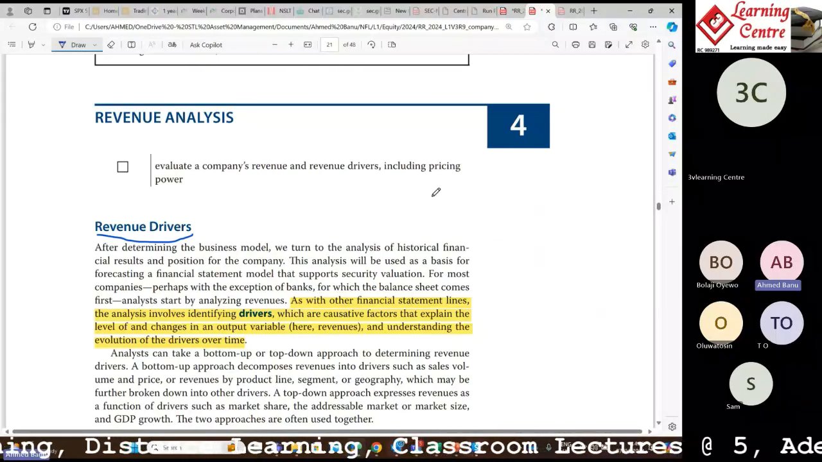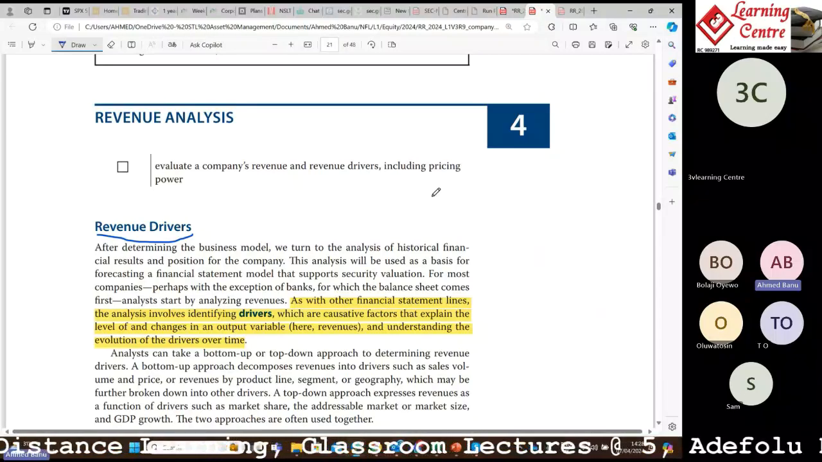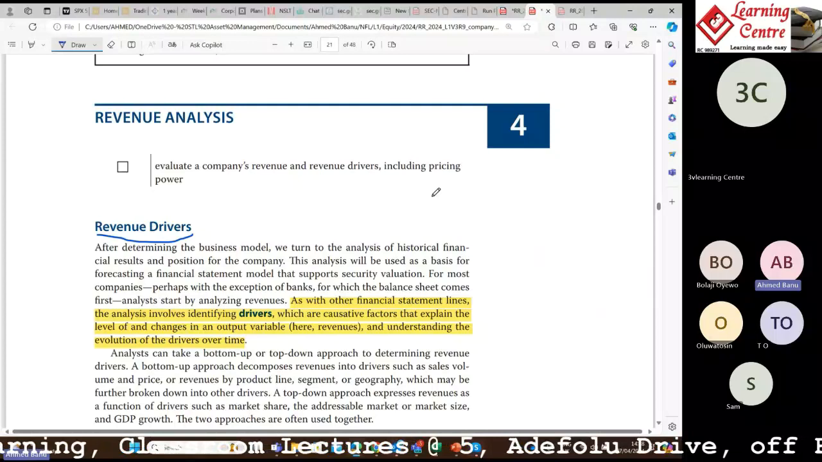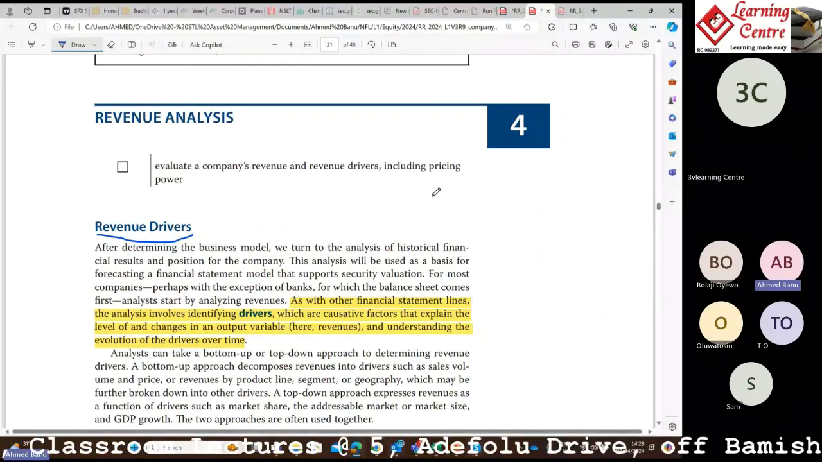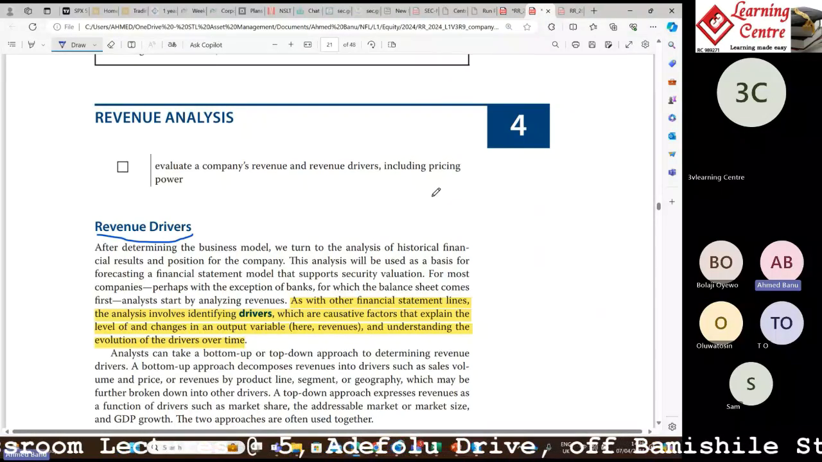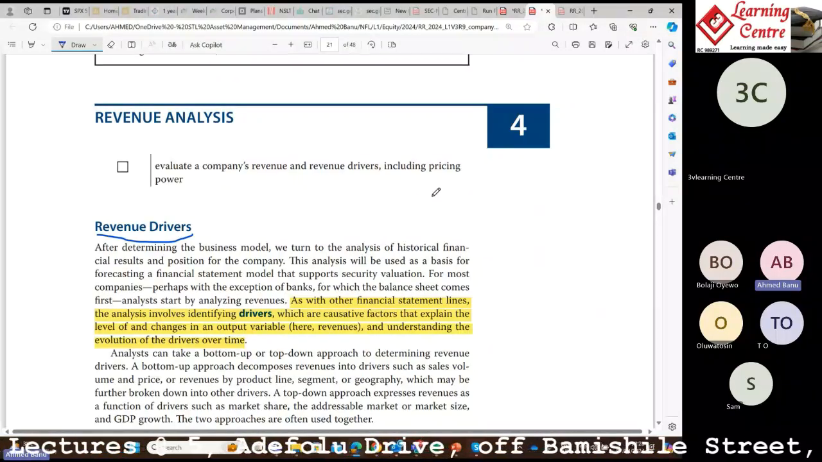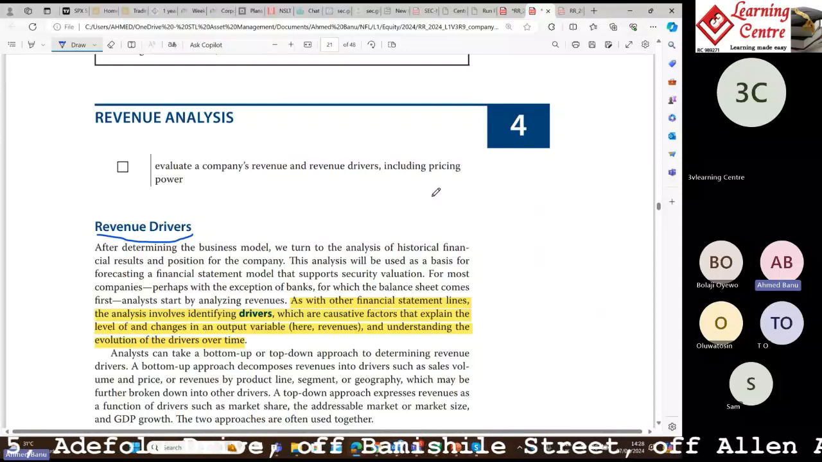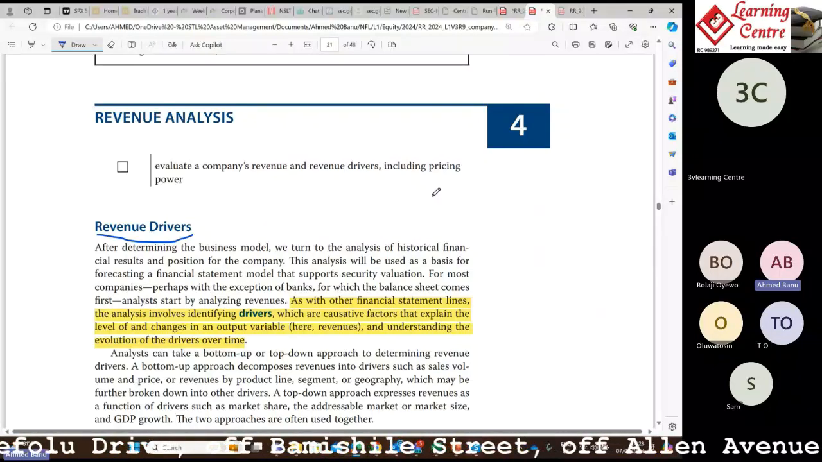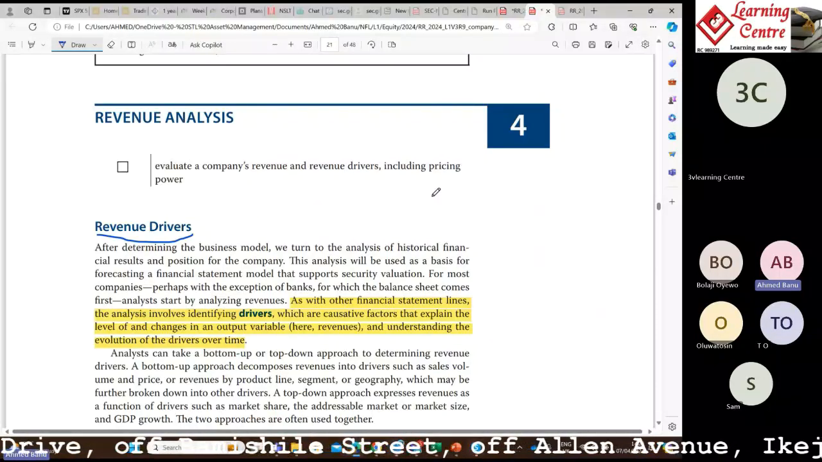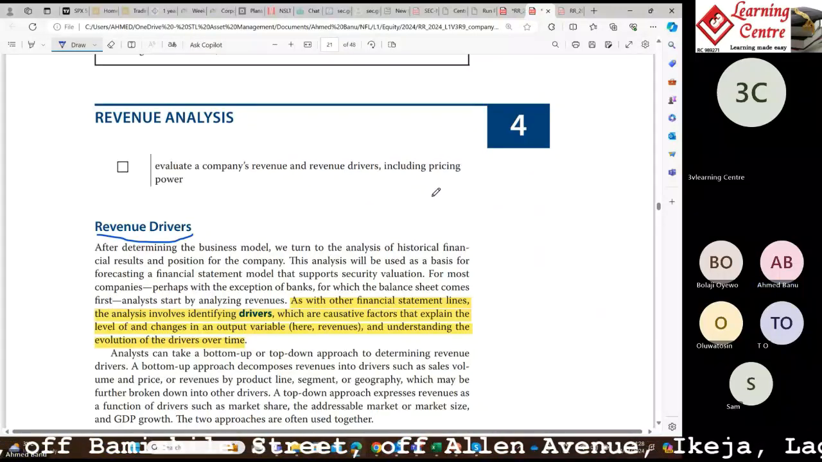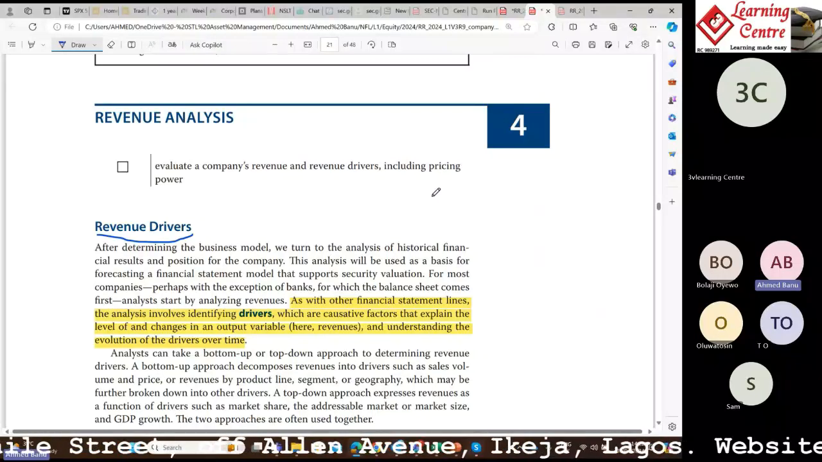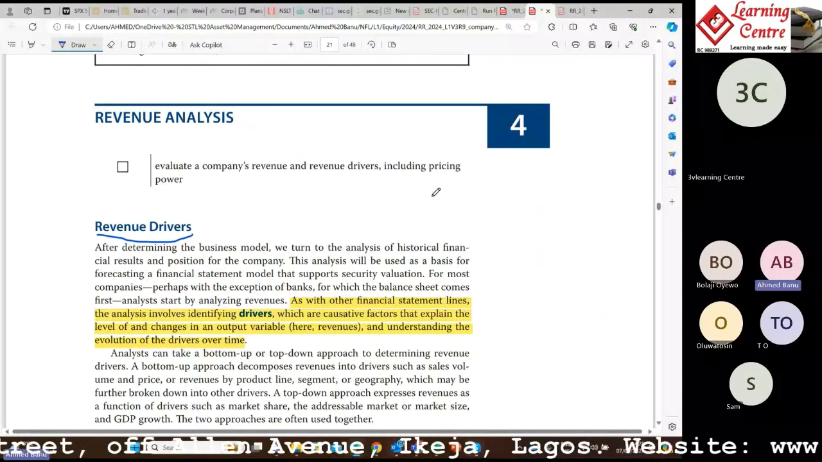For most companies, perhaps with the exception of banks, for which the balance sheet comes first, analysts start by analyzing revenue. So for banks, we don't analyze revenue first; we analyze the balance sheet. But for most companies, we start from revenue. What is the number of products you sell in a year? At what price did you sell them? Automatically, that leads to our revenue.